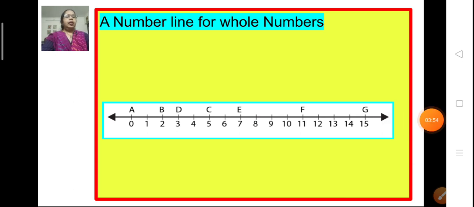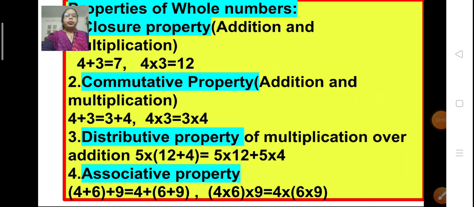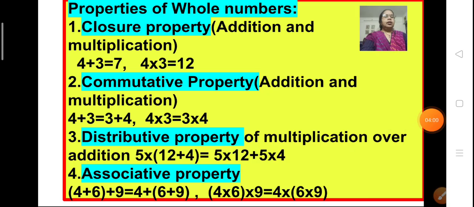And also we learnt about the important properties of whole numbers. These properties are, first, closure property, which is applicable only to addition and multiplication. What is closure property? When we add or multiply two whole numbers, we get a whole number. The second one is commutative property. That also applies in case of addition and multiplication. When we add or multiply whole numbers, we can add or multiply them in any order. This does not change the result. The result will be the same.